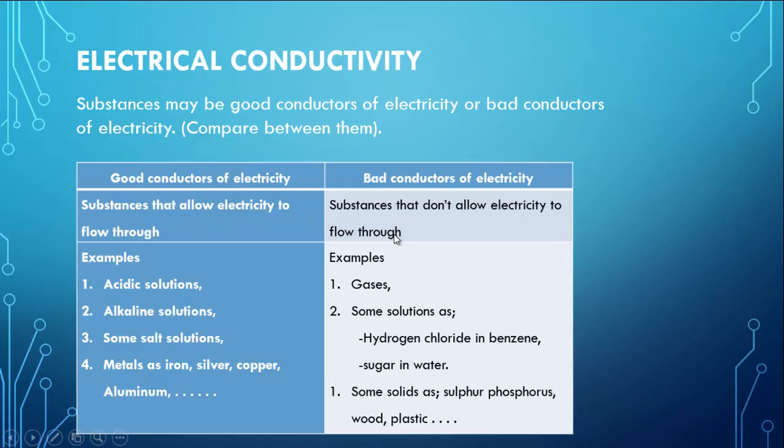Examples of good conductors: acidic solutions, alkaline solutions, some salt solutions, and metals as iron, silver, copper, and aluminum. But examples of bad conductors: gases, some solutions as hydrogen chloride in benzene and sugar in water, and some solids as sulfur, phosphorus, wood, and plastic.